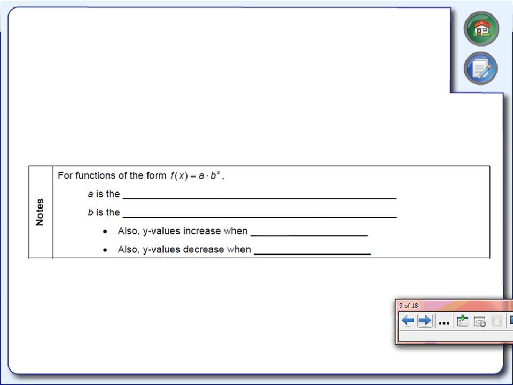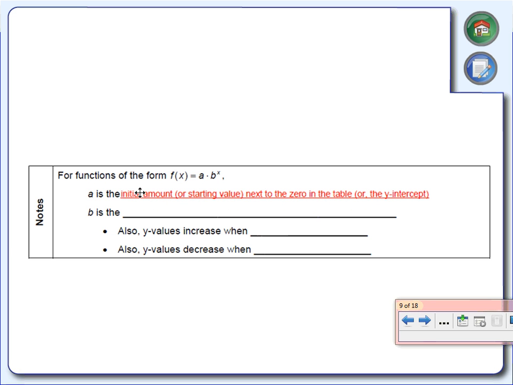For the function of the form y equals, or f of x equals a times b to the x power, a is going to be what we call the initial amount, or our starting value. The initial amount, or if you prefer, starting value. As we said earlier, it's what we see next to 0. Notice there we also included is the y-intercept, just like we said earlier.